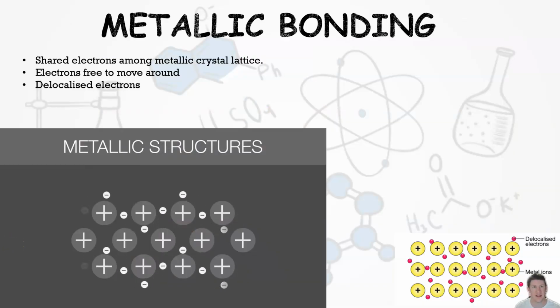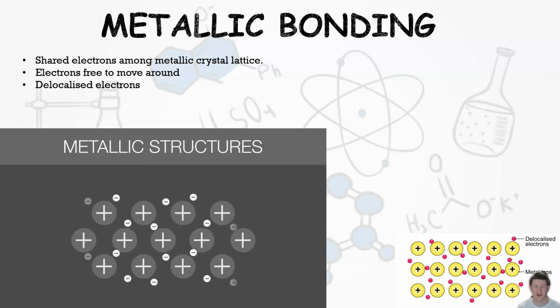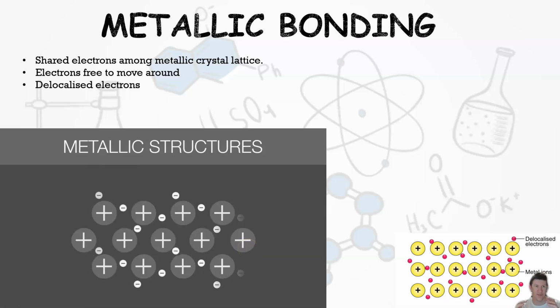Now metallic bonding. Metallic bonding is a little bit different because it's the shared electrons among a metallic crystal lattice. So the structure of a metal is this, we call it a crystal lattice. It's like an evenly distributed structure, just like we can see in these pictures. We call it a lattice because it's like a grid of these atoms.